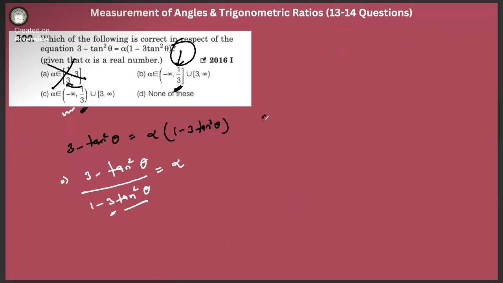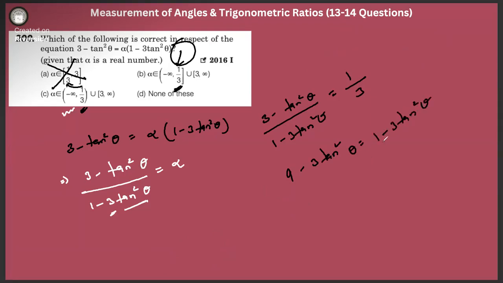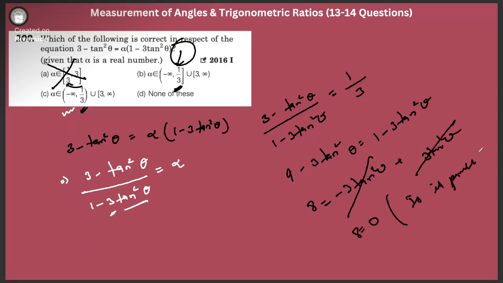Now let's check: (3 minus tan square theta) divided by (1 minus 3 tan square theta) is equal to 1 by 3. Let's see what happens. 9 minus 3 tan square theta equals 1 minus 3 tan square theta. It will come over here, it will become 8, minus 3 tan square theta plus 3 tan square theta. This one gone, this one gone. 8 is equal to 0. Is it possible? No, it's not possible, guys.